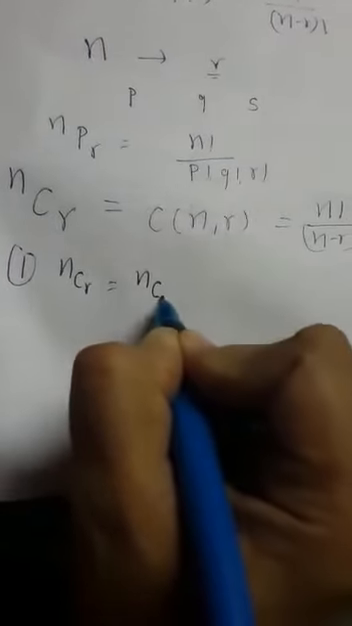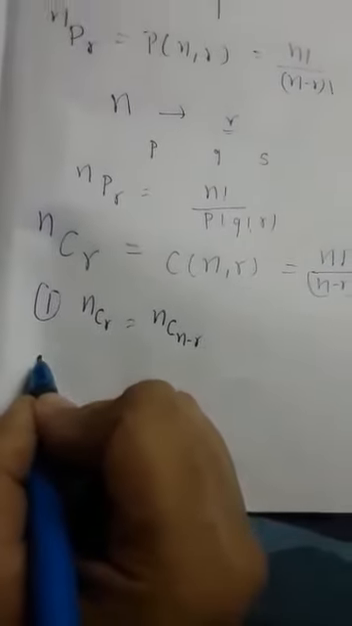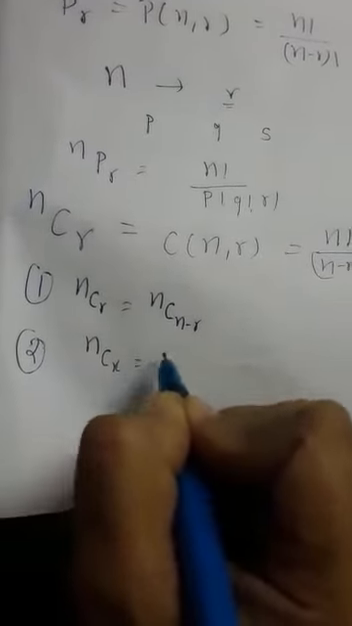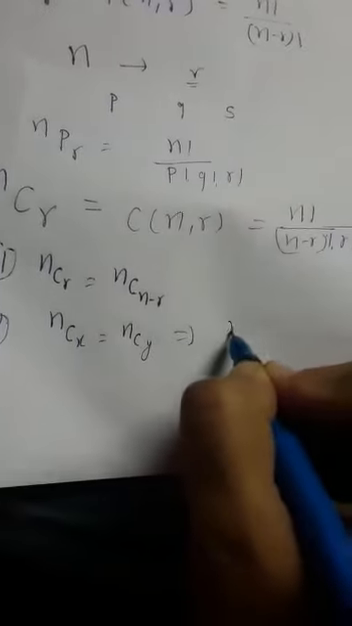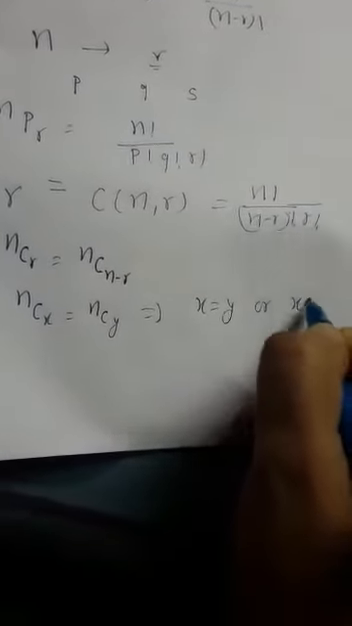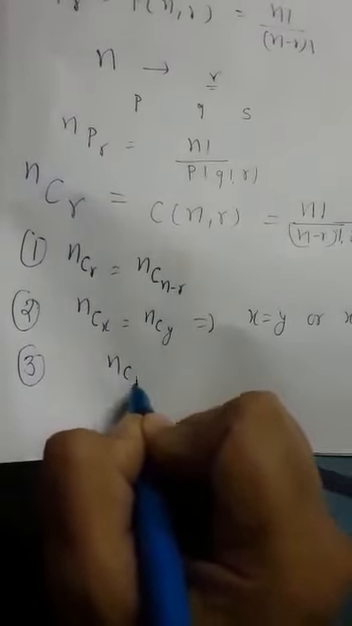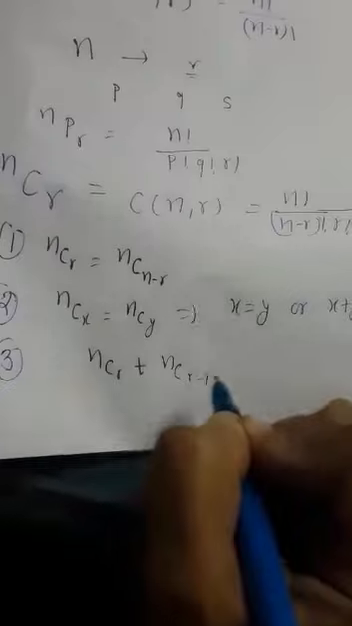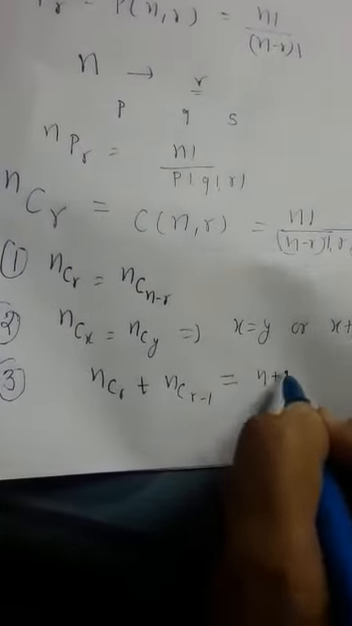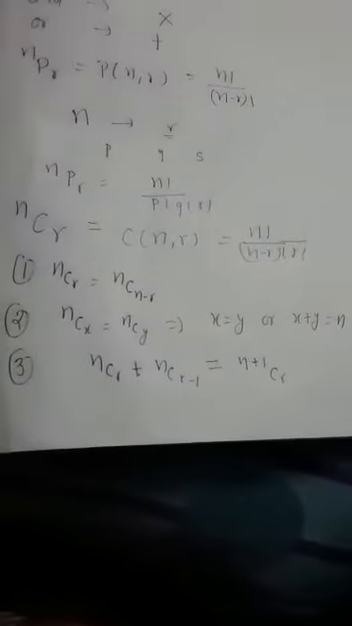Now there are a few properties of combination which we use for solving different types of questions. The first property is nCr is equal to nC(n minus r). The second property is if nCx is equal to nCy, that implies either x equals y or x plus y is equal to n. There is one more property which we make a lot of use of, which says that nCr plus nC(r minus 1) is equal to (n plus 1)Cr. So for solving different types of questions, we make a lot of use of these properties.